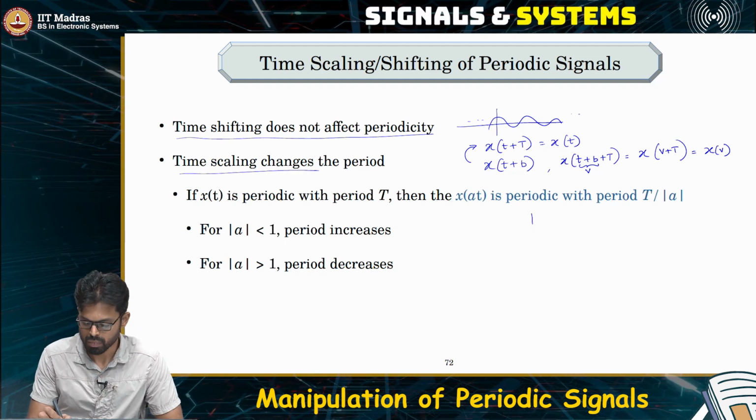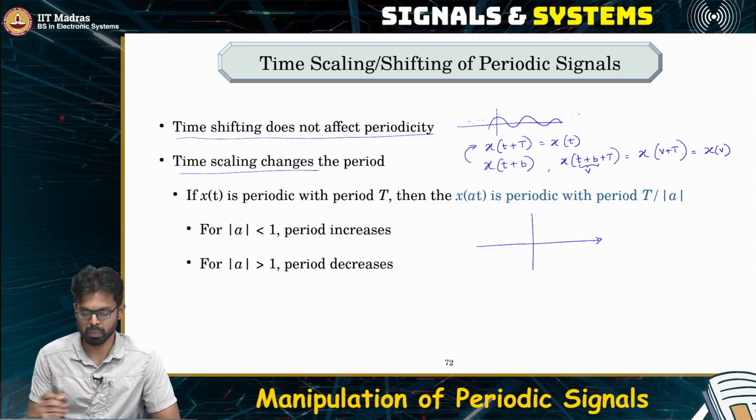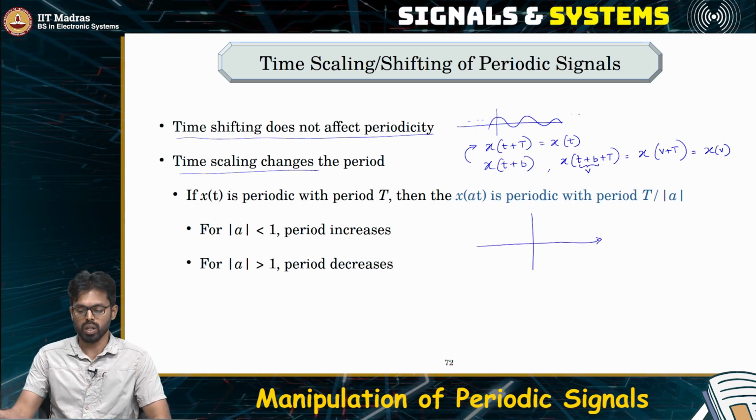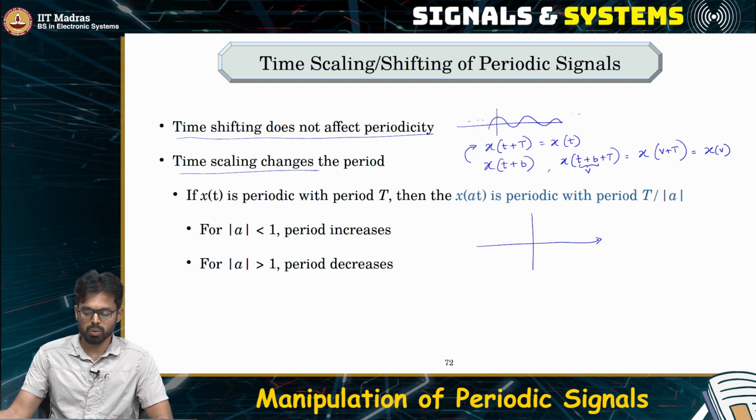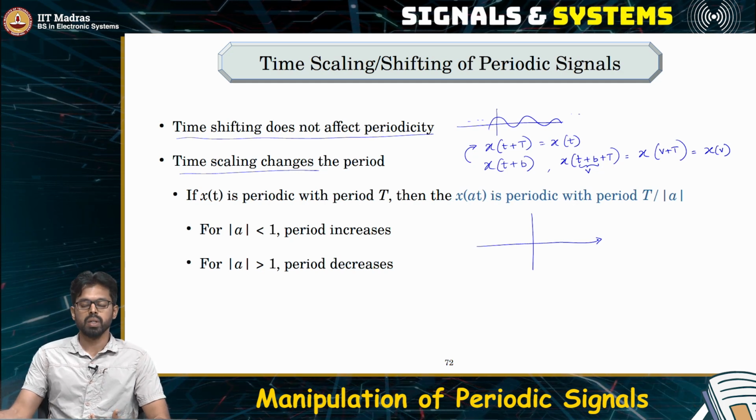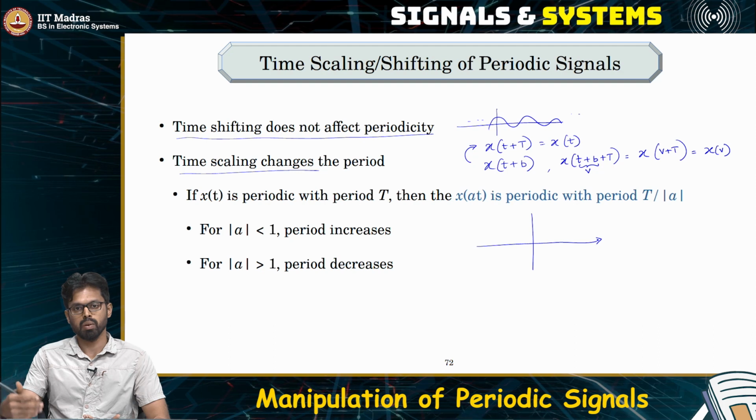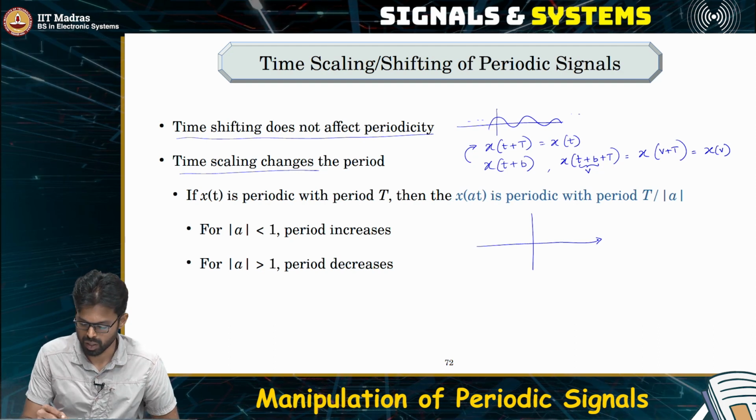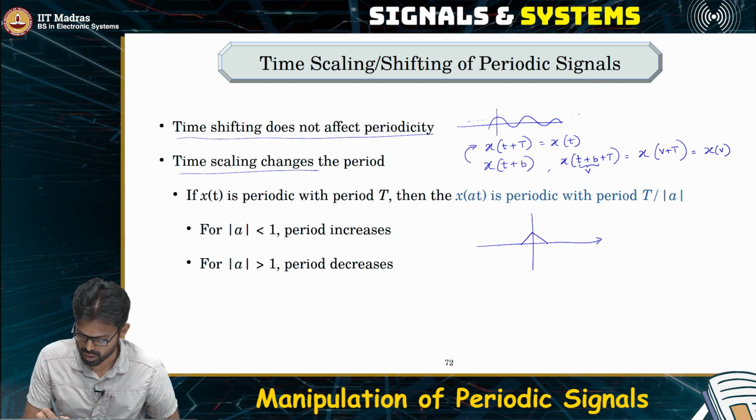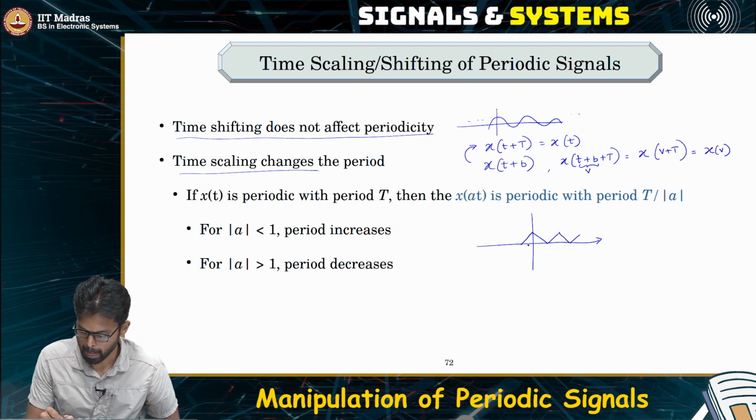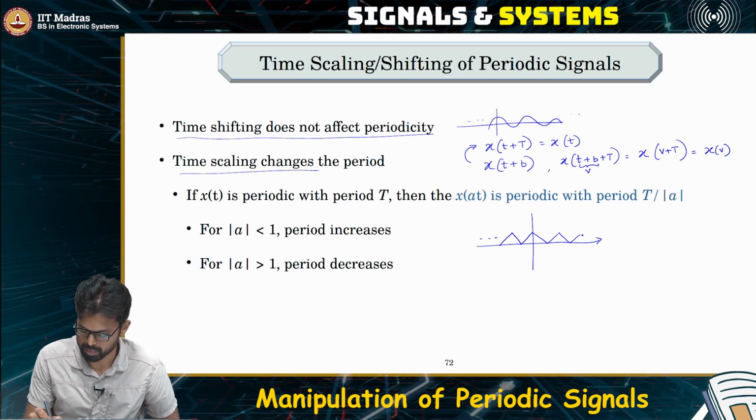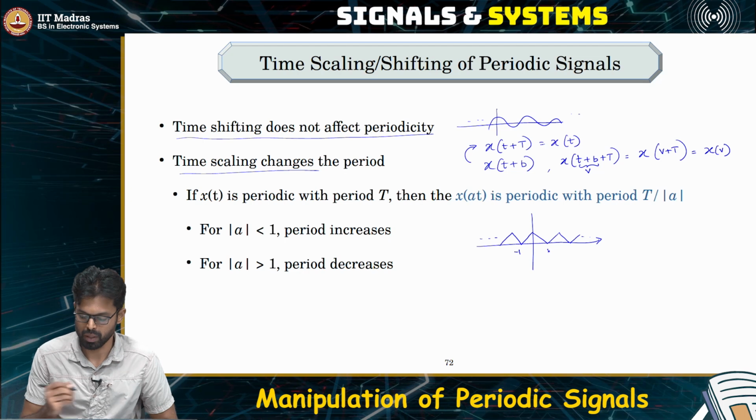Why is that? That's because you are stretching or compressing the signal. If my period was 1 second and I stretch the signal to 2 times, then it means the periodic signal now will have a period of 2 seconds. So if I had, let's say, a periodic signal which looks like this. So this is -1 and +1.